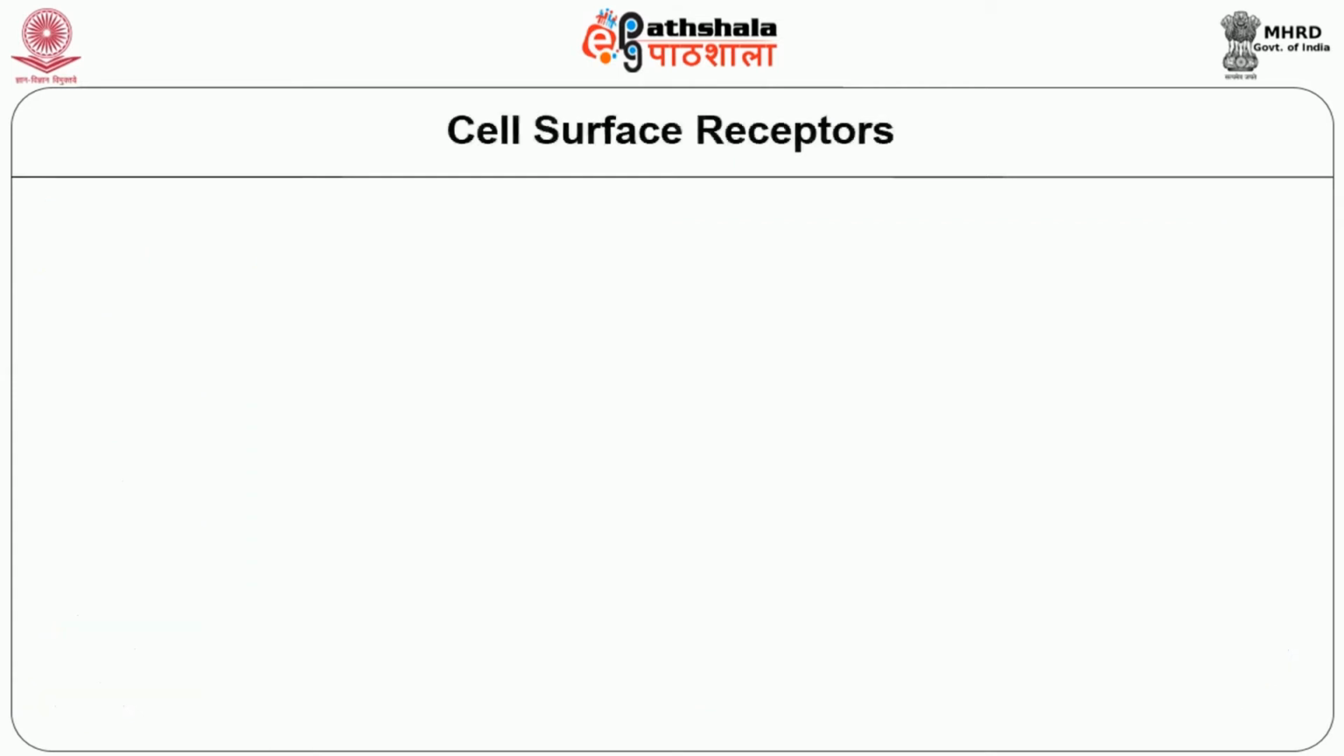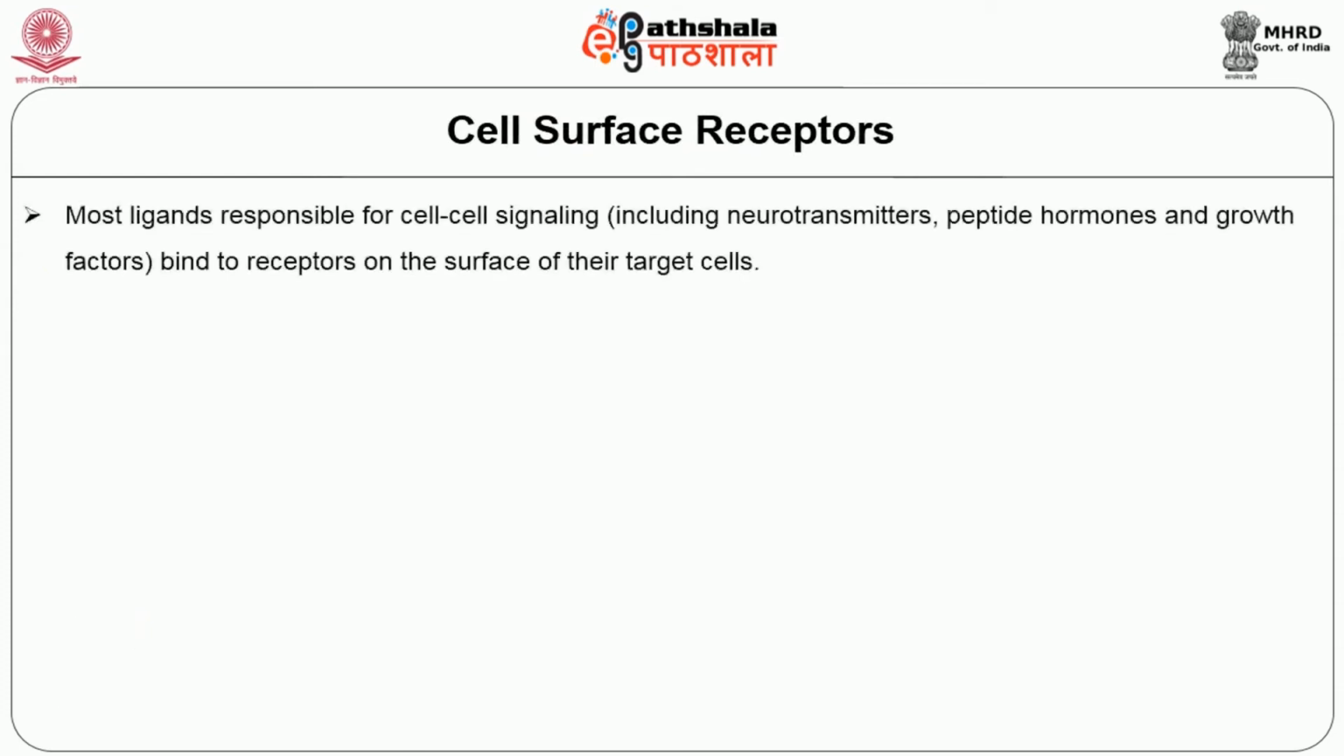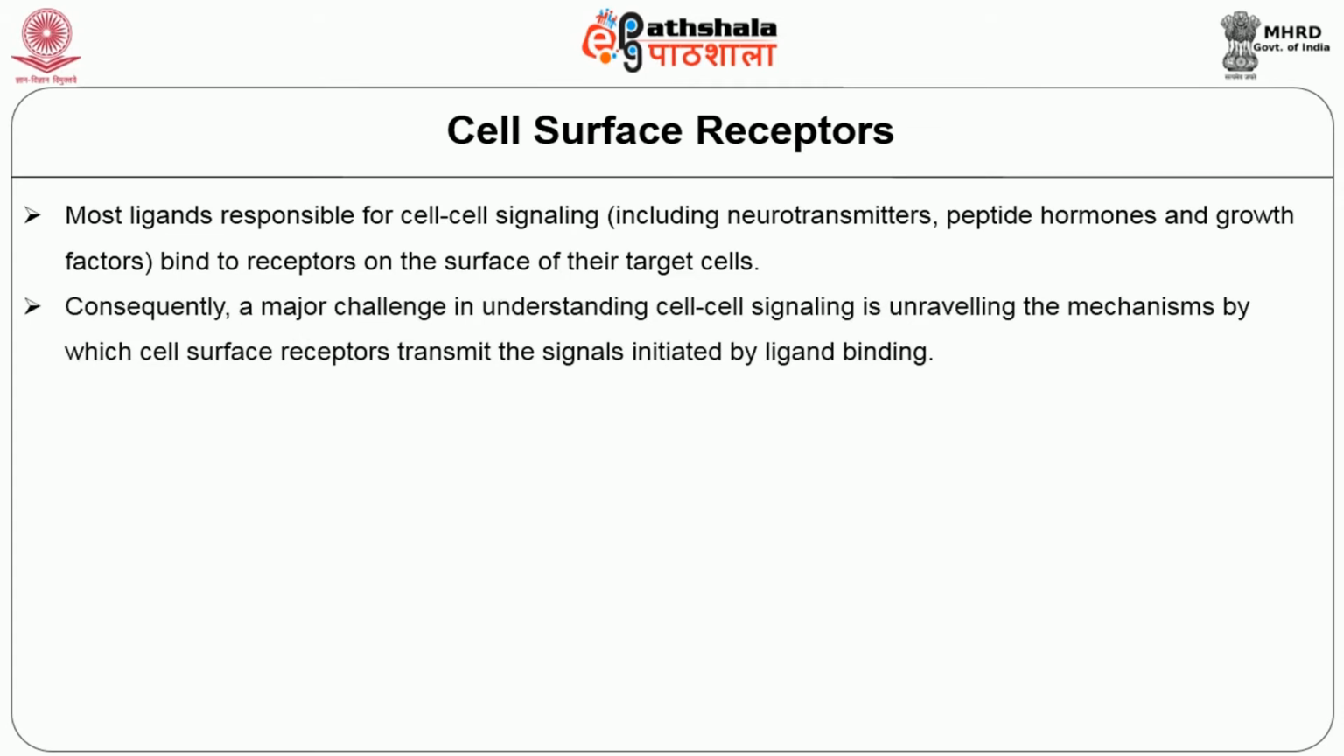Next, we are going to see about cell surface receptors. Most of the ligands which are responsible for cell-to-cell signaling, which include neurotransmitters, peptide hormones and growth factors, bind to the receptors on the surface of their target cells. Consequently, a major challenge in understanding cell-to-cell signaling is unraveling the mechanism by which cell surface receptors transmit the signals initiated by ligand binding.